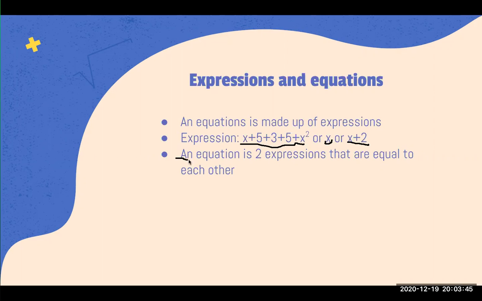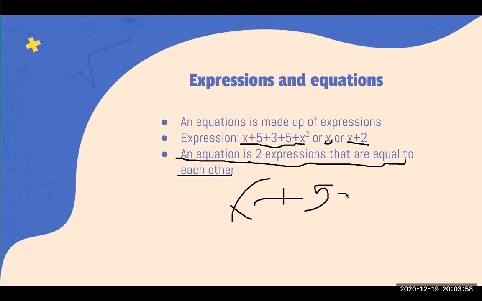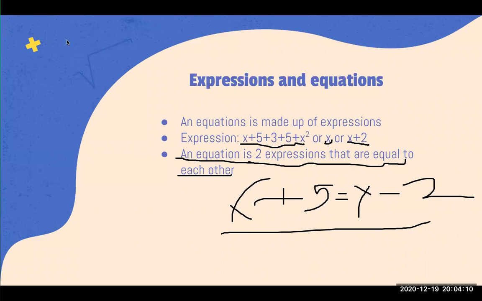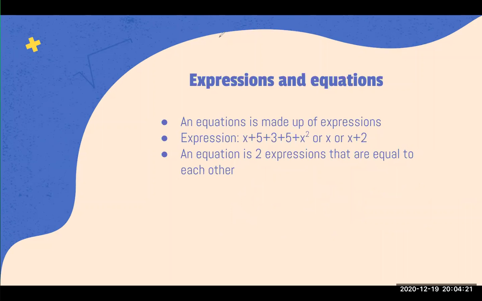So yeah, an equation is two expressions that are equal to each other. So let's look at an example of that. So basically we have x plus 5, okay, my handwriting's really bad, equals x minus 2. So yeah, this is an equation. We're going to be looking at how to solve them later, or sometimes. So we're just learning the basics for now, right? Yeah, we're just reviewing what we learned last class, if you were here last class.